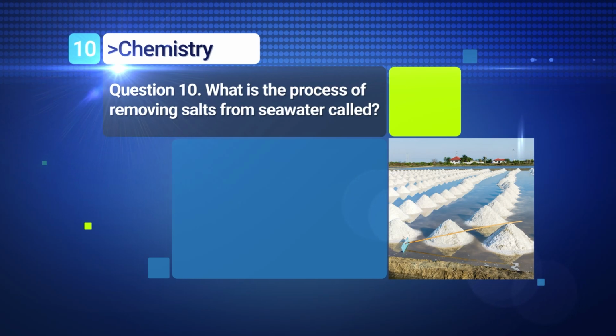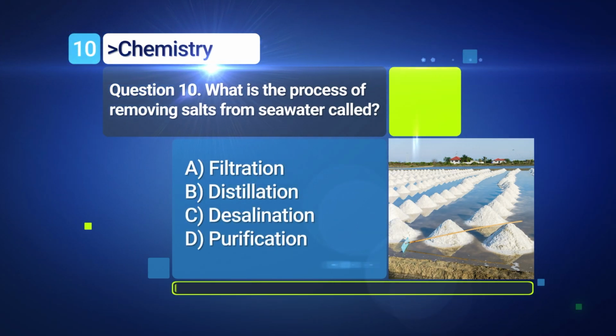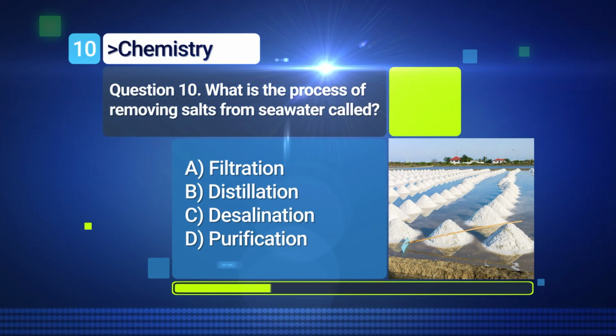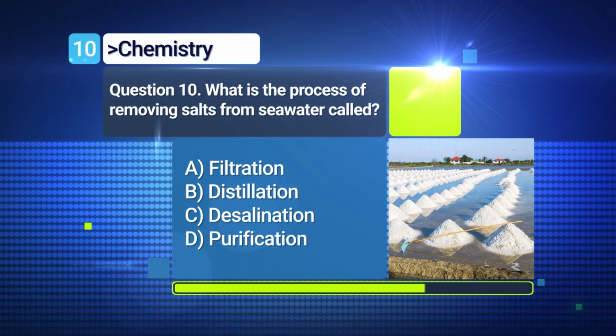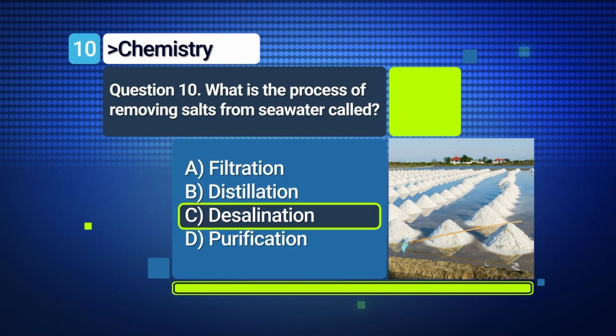Oganesson. Question 10. What is the process of removing salts from seawater called? A. Filtration. B. Distillation. C. Desalination. D. Purification. Answer: C.